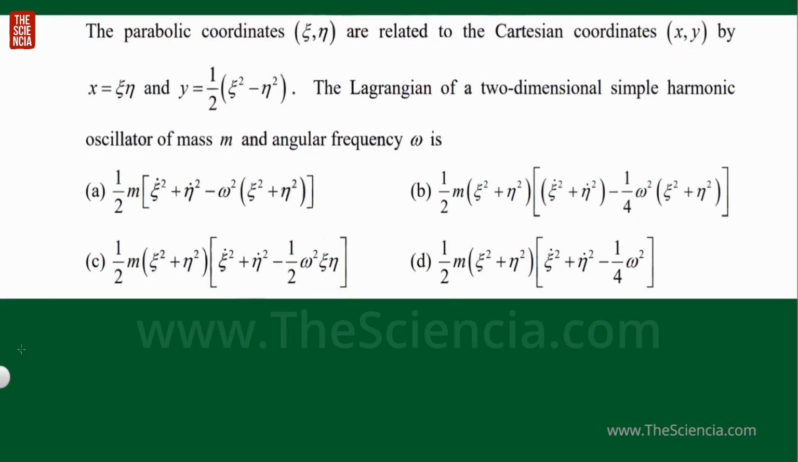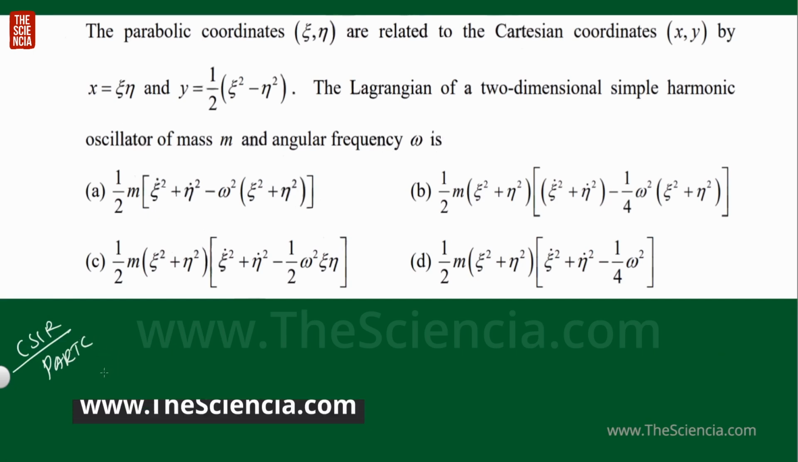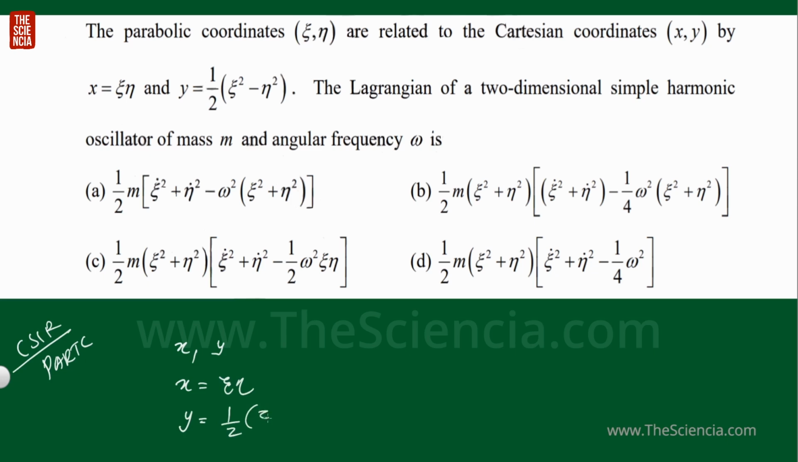Here this one is also a CSIR problem, and it is a part C problem. Here the question is to find out the Lagrangian of a 2D simple harmonic oscillator. In the problem itself, everything is clearly specified. So it is related to Cartesian coordinates x and y. So we have to take only two coordinates, one is x and one is y. And the relation of x is given, that is x equal to theta eta, and the relation of y is given as 1 by 2 theta square minus eta square.